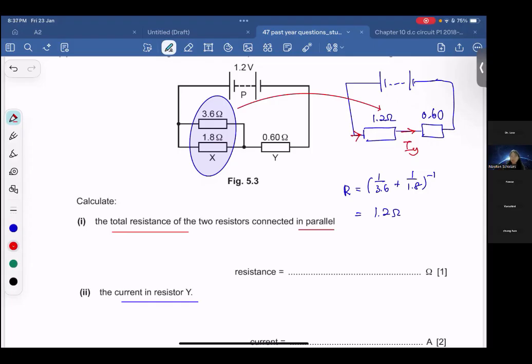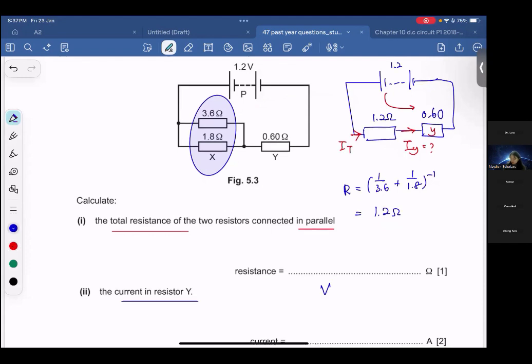So here I redraw the circuit. I know that this combined becomes 1.2 ohm, and this 0.60 ohm is for your resistor Y. They're asking for the current in resistor Y. If we do it this way, this is a series circuit right now. In a series circuit, the current will be the total current.